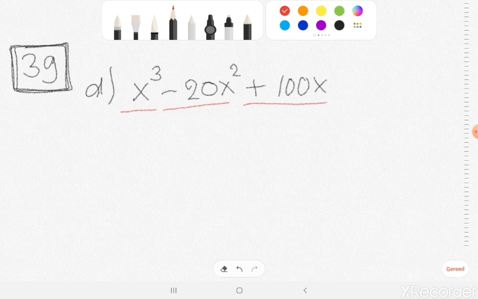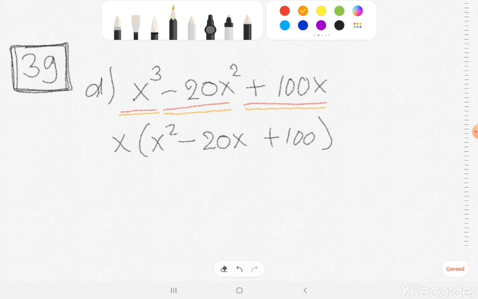So we're going to look at those three terms, and I see that they have the x in common. So outside the bracket we can take the x, and what you still have is x squared minus 20x plus 100. Why? Because you can divide x to the power of 3 by x, that's x squared. If you divide minus 20x squared by x, you still have minus 20x, and if you divide 100x by x, you still have 100 left.